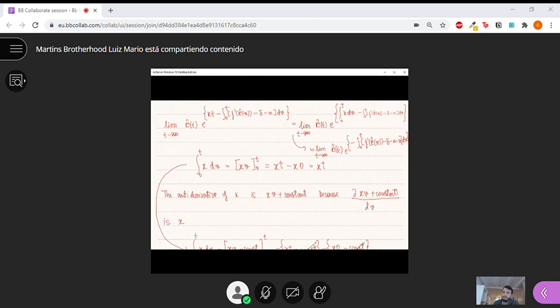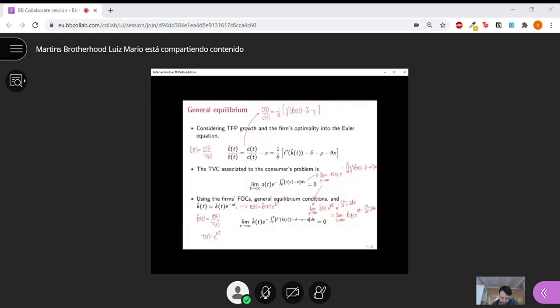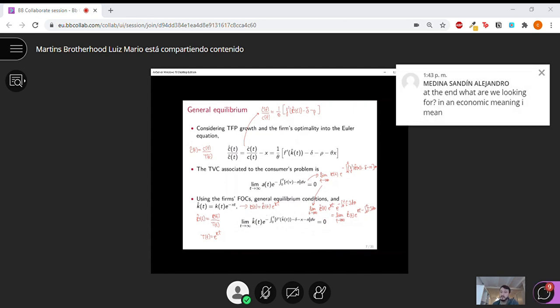Okay, and the intuition is that if you have a constant times time, that's a constant times time, that's the integral of the constant without the time in the expression. Okay, so this now is the transversality condition in terms of capital hat.